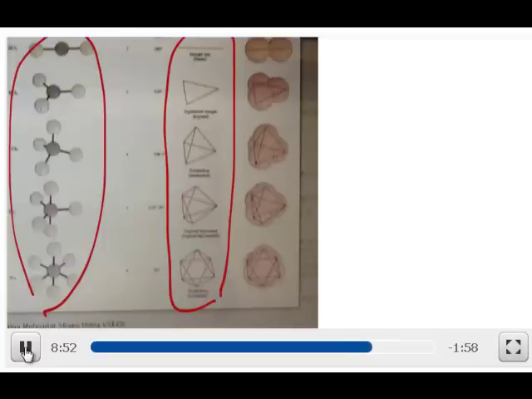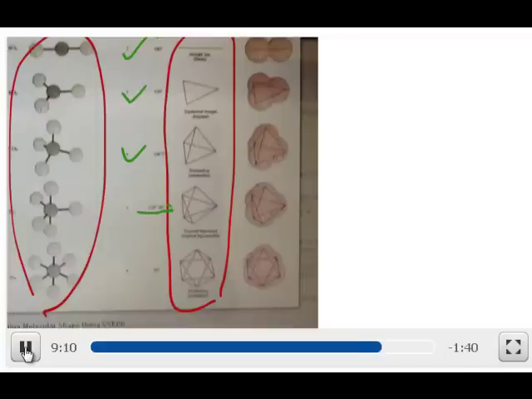why they're called certain names. Now the linear shape, which is the first one, and then the trigonal planar shape and tetrahedral shape, those are fairly self-explanatory, I hope. The one that's usually a little hard to understand is the trigonal bipyramidal.